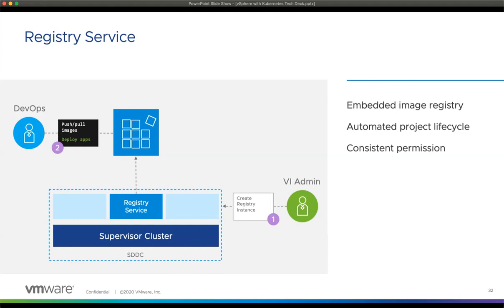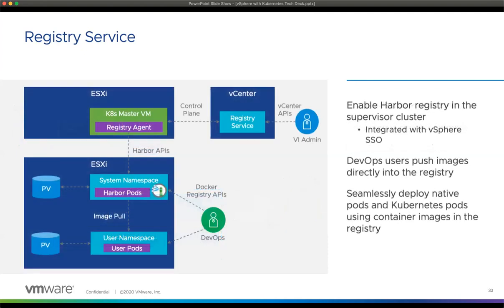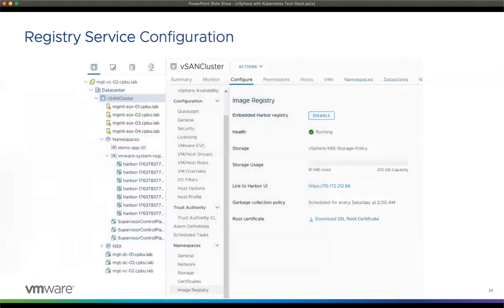So I can do a deploy app and specify what image in the image registry I need to run. The registry service is integrated with vSphere SSO. DevOps users can push images directly into the registry. It's very seamless to the DevOps person in order to use this.